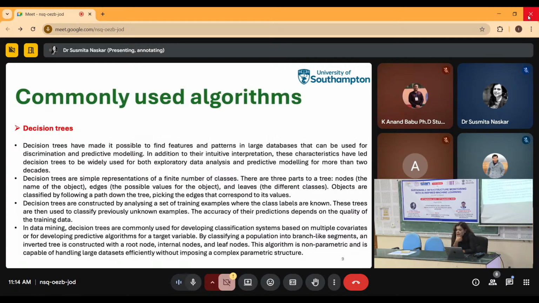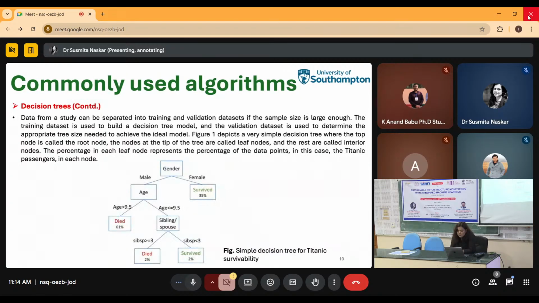Then there is another important one, which is the decision tree. The decision tree is a commonly used algorithm, especially when we talk about infrastructure monitoring. Decision trees have revolutionized our ability to find patterns and to handle large-scale databases. They are very popular for both classification as well as predictive modeling because of their easy-to-understand structure. You can understand the structure quite easily.